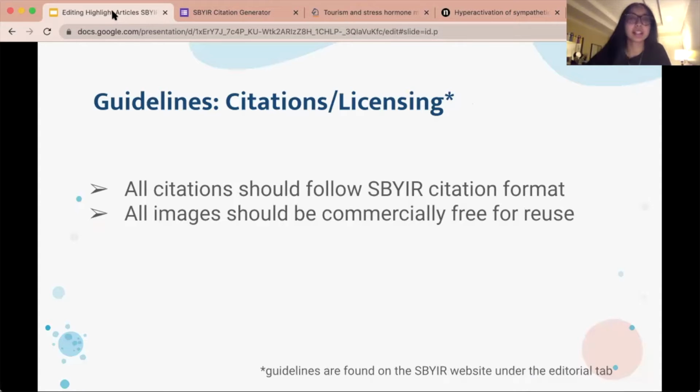So now we're going to change gears a little bit and talk about citations and licensing. As I think I briefly mentioned earlier, SBYIR has its own citation format. So we ask that our writers follow this citation format when they're putting their citations in. And as for images, we ask that they find commercially free for reuse images. A few places where you can find images like this are on Google Images, where you can put in the filter labeled for reuse, I believe. And you can also use sites like Unsplash or Pexels or Pixabay or StockSnap. Those are just some sites where you can find commercially free for reuse images.